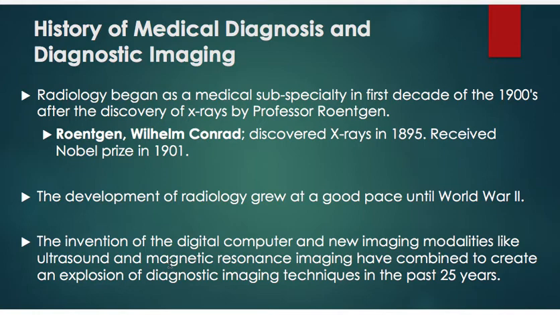So the history of medical diagnosis and diagnostic imaging. Radiology began in the first decade of the 1900s after the discovery of X-rays by Professor Röntgen. His name was Wilhelm Conrad Röntgen. A lot of people look at his name and call him William. It's not William, it's Wilhelm Röntgen. He discovered X-rays in 1895, and he won the Nobel Prize for his work in 1901.